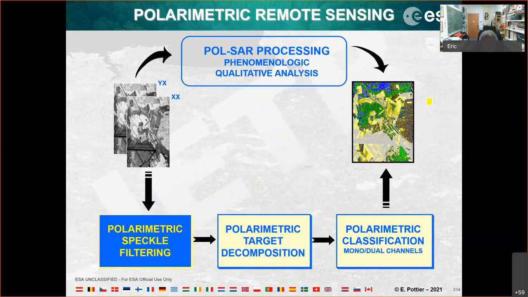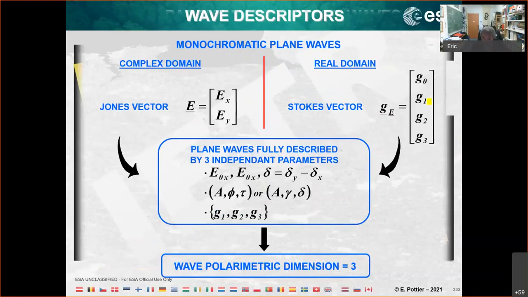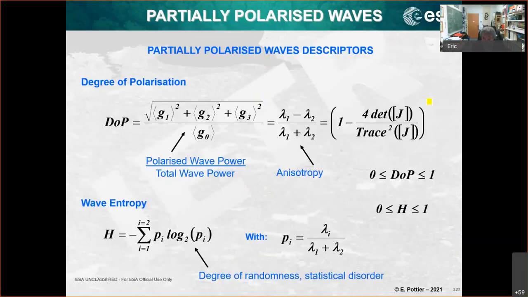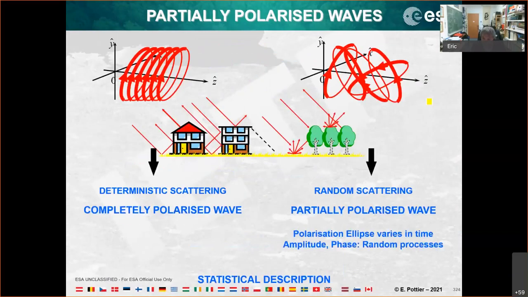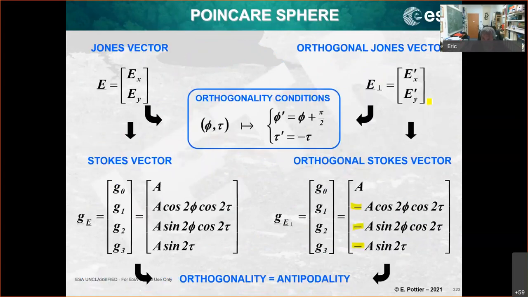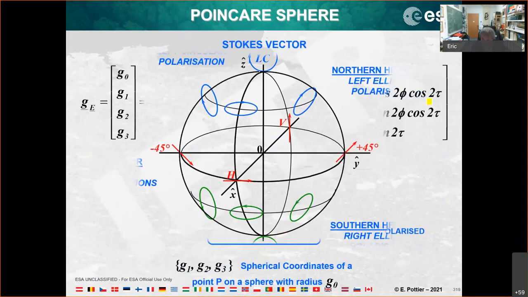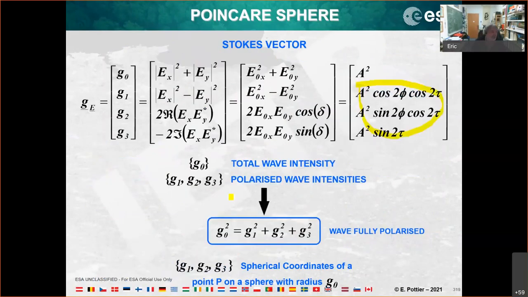So to answer the question of Pamela, for the partially polarized wave, going back up. So for a completely polarized wave, we have this expression here. So this is the definition of the sphere. So for a completely polarized wave, the point is on the surface of the sphere.